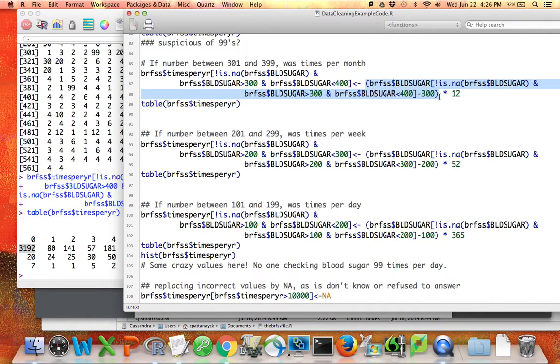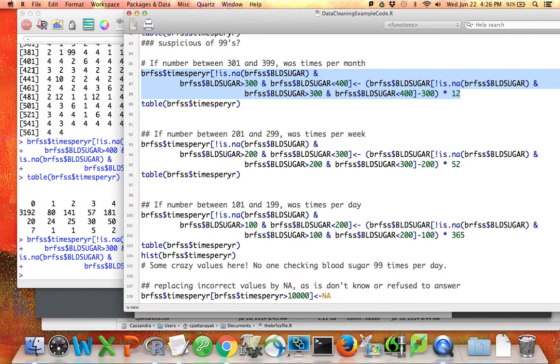And since I'm trying to create a times per year variable, I'm then going to multiply that whole number by 12. So for example, if I told you I check my blood sugar once per month, my value was written down as 301. So you want to subtract 300 from that to get 1 and then multiply it by 12 because my response should be 12.